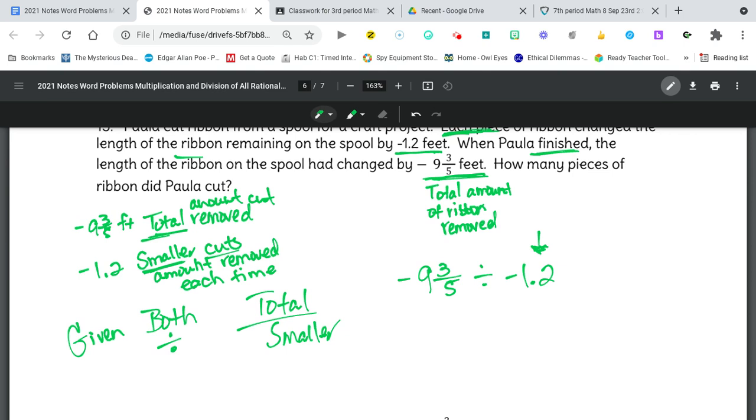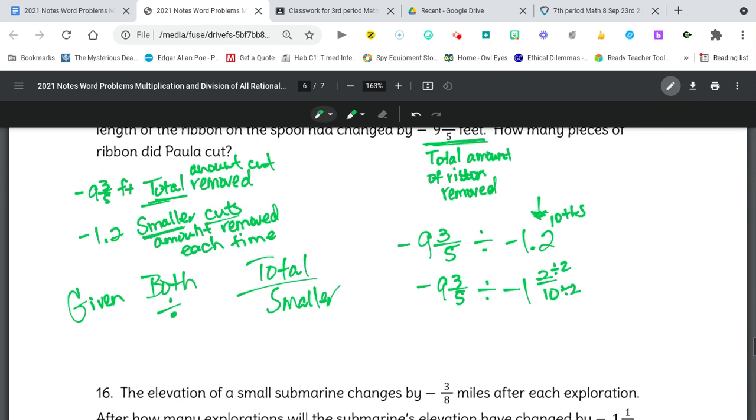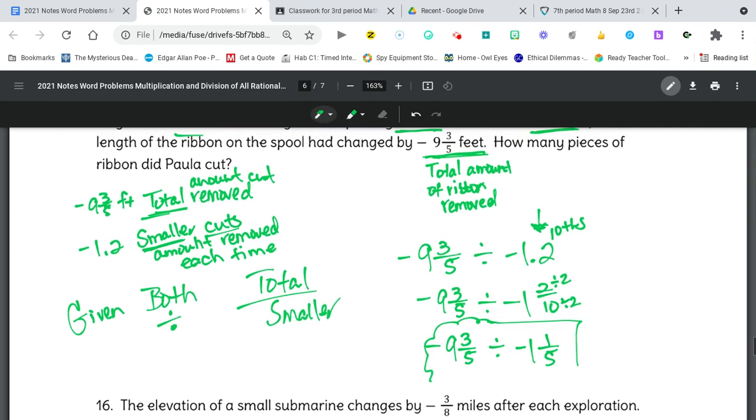So negative 1 2/10, I know this ends in the tenths place. So when I write this, it's going to be negative 1 2/10. But I can also simplify this. I can divide them both by 2. So that's going to be negative 9 3/5 divided by negative 1 1/5. So I'm going to go with this. That's not my answer. I'm just going to go with that. So let's write this up here.